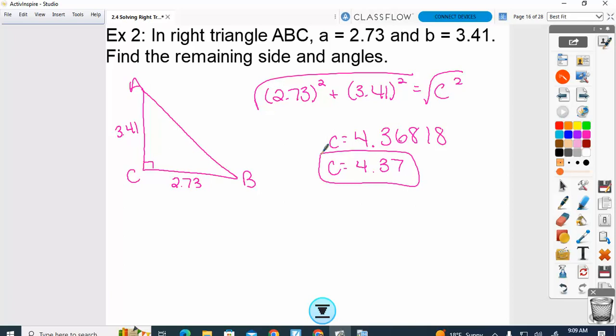I know angle C is 90, but we can't do SOHCAHTOA from the right angle. So let's say I talked about angle A. 2.73 is opposite, 3.41 is adjacent. What trig function involves opposite and adjacent? So I could say tangent from angle A equals 2.73 over 3.41.